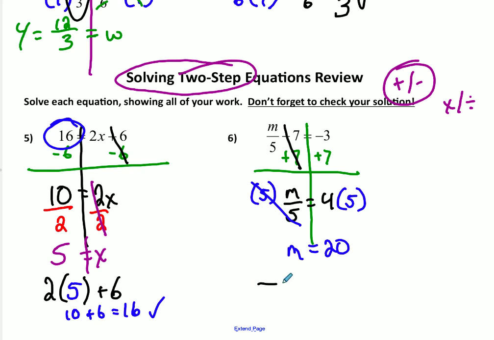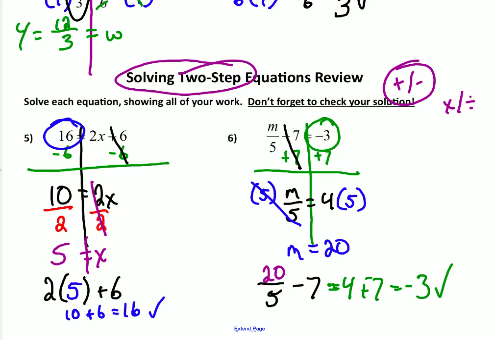Do my check, go back to the original problem, but instead of m, put in what m is equal to. Well, 20 divided by 5 is 4, minus 7. Well, that's the same thing as adding a negative 7. 4 plus negative 7 is negative 3. That's what we wanted, so we know we did it correctly.